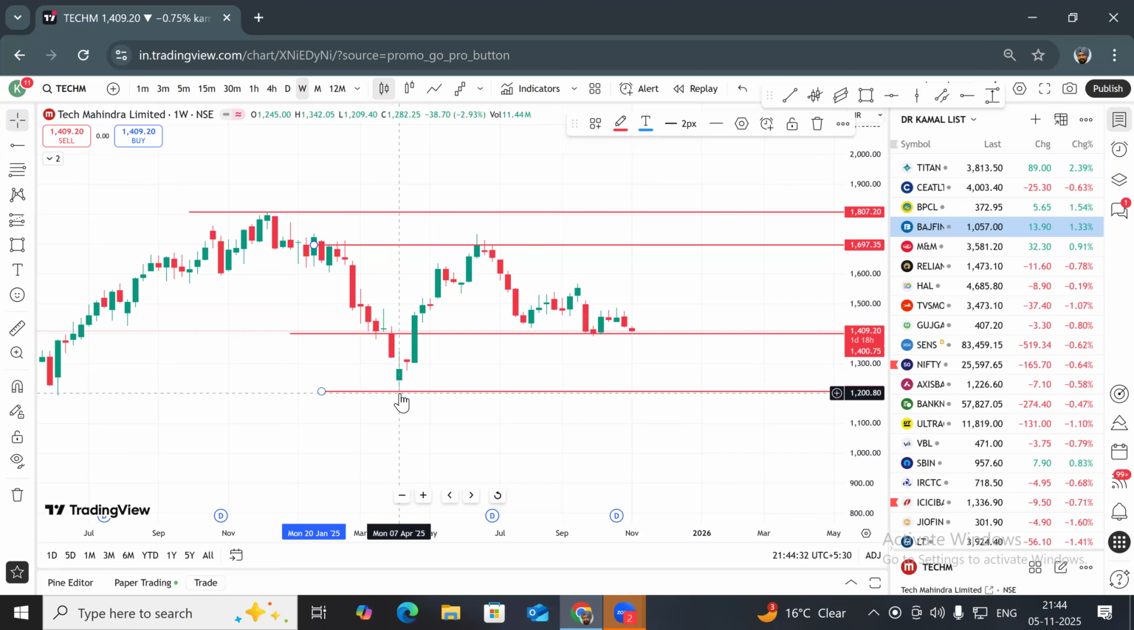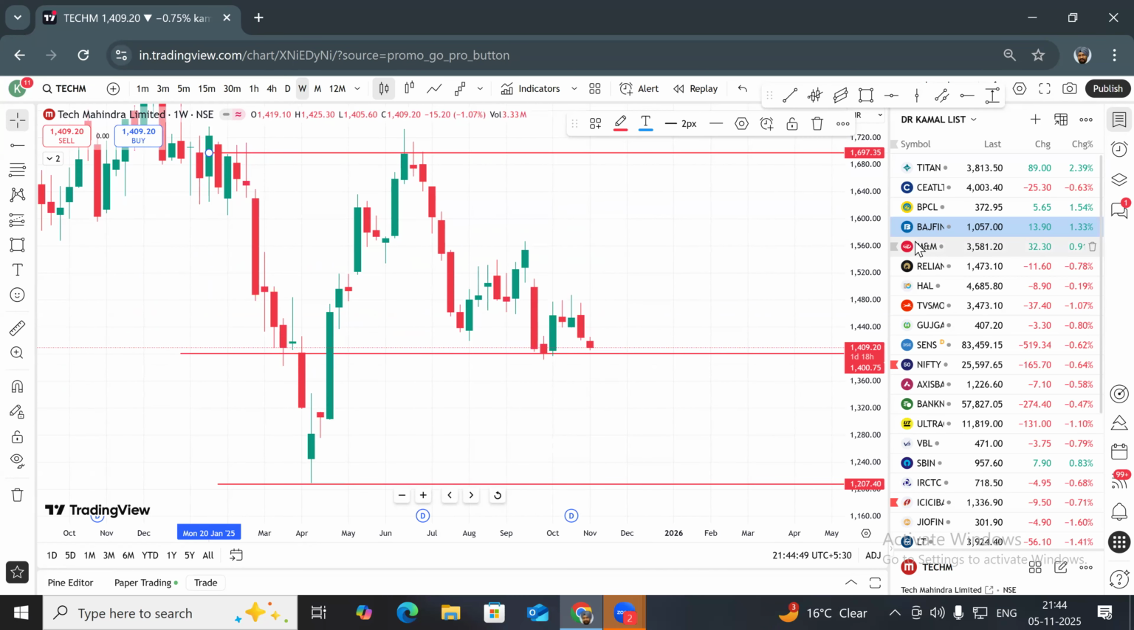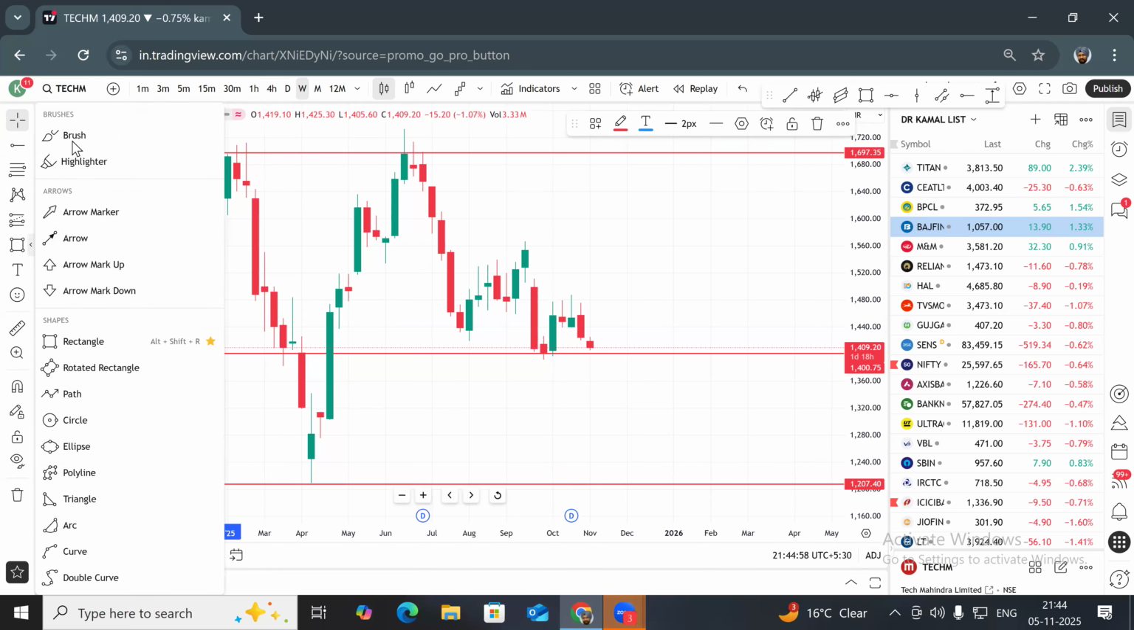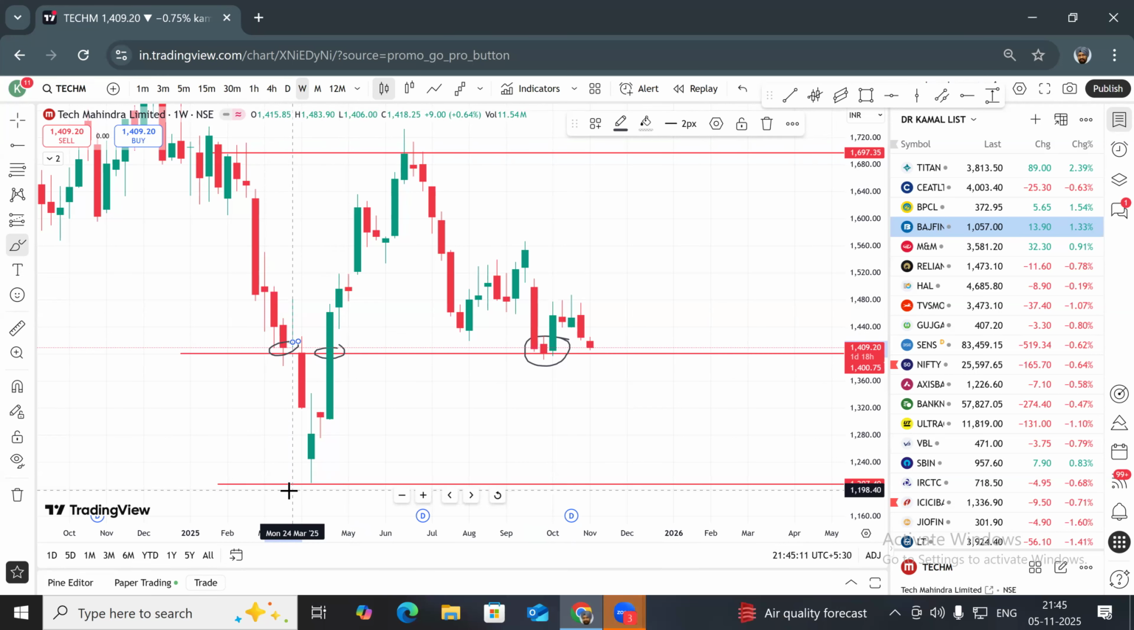This is the level which lowest it touched, came back into this level. This is the point where it is facing resistance. It is coming down. Is it a double bottom formation on a weekly time frame? Almost. Anybody clear? Yes. Forming, sir. This is 1. This is 2, 3. Is it a double bottom formation? Double, triple, whatever you say.